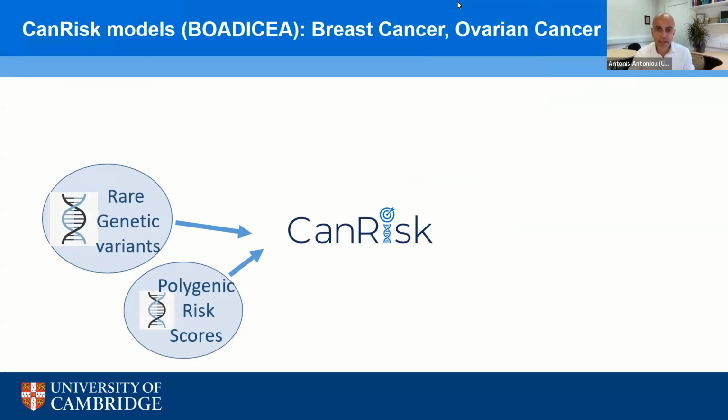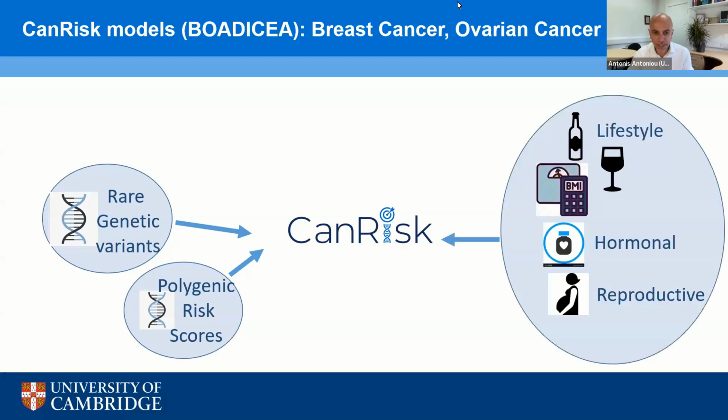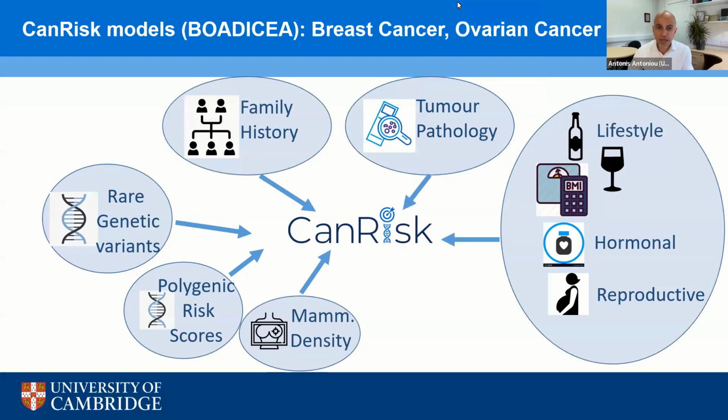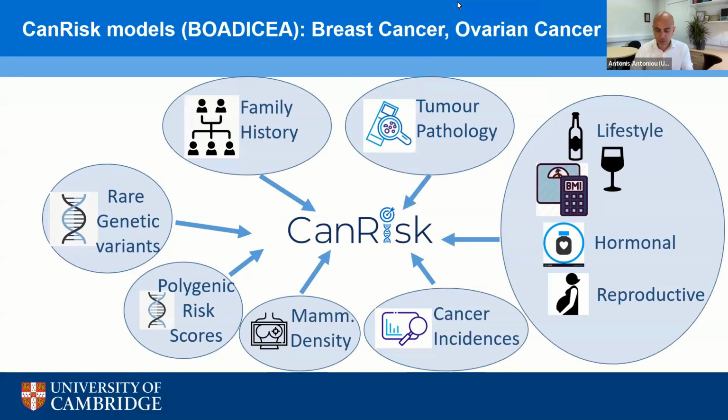So just to recap, CanRisk can currently be used to predict the risks of developing breast and ovarian cancer on the basis of the combined effects of rare genetic variants, the polygenic scores that describe the effects of common genetic variants, lifestyle and hormonal risk factors, mammographic density in the case of breast cancer, and cancer family history. It takes into account tumor pathology information, and then these are all combined with cancer incidences to provide the personalized cancer risks.